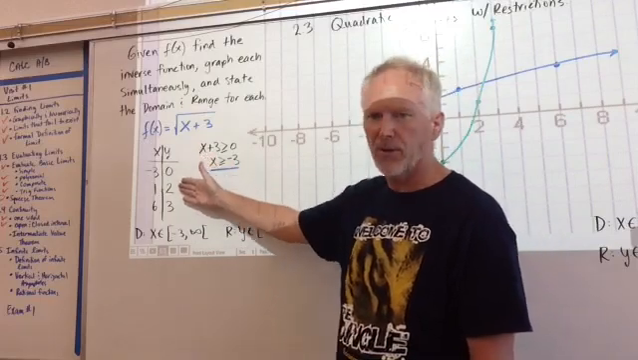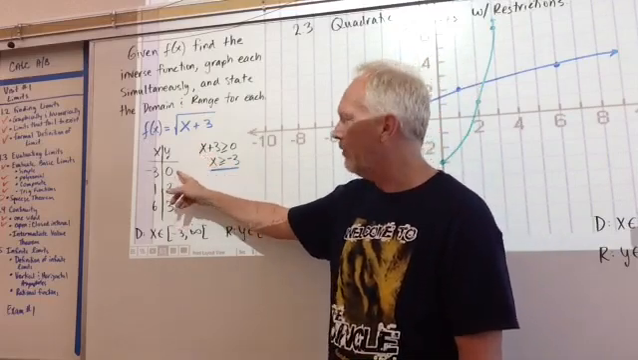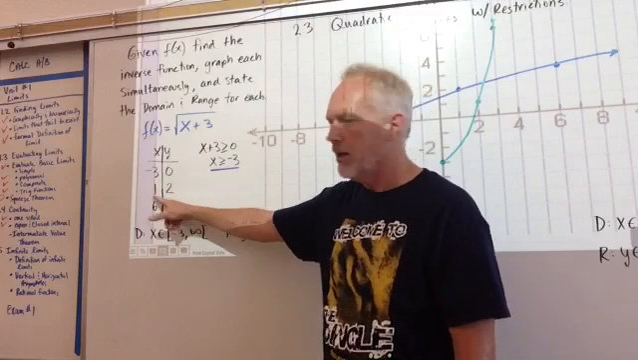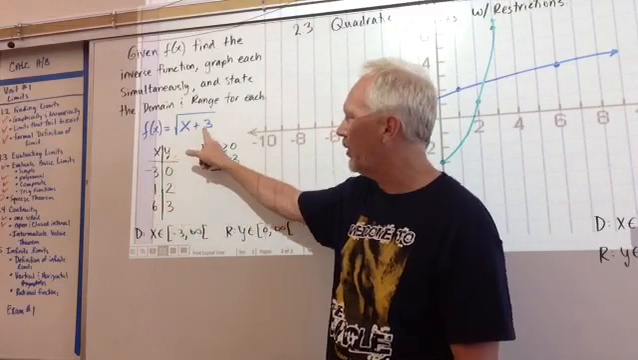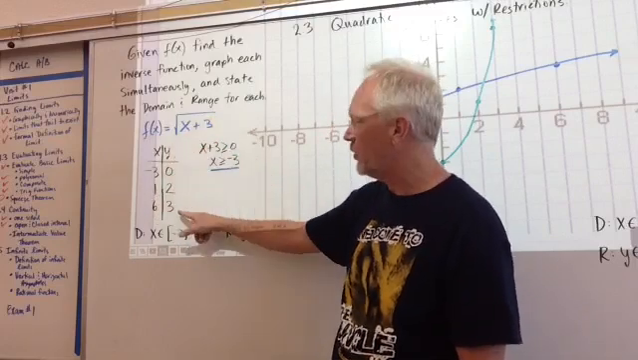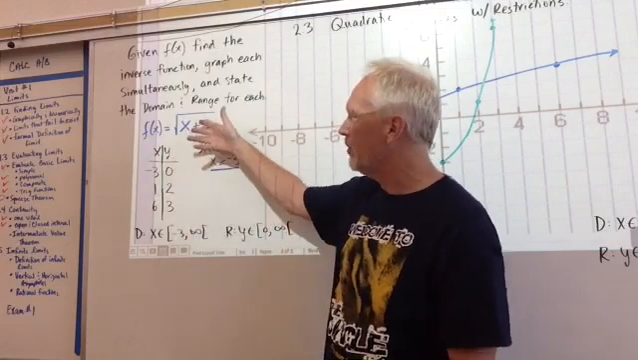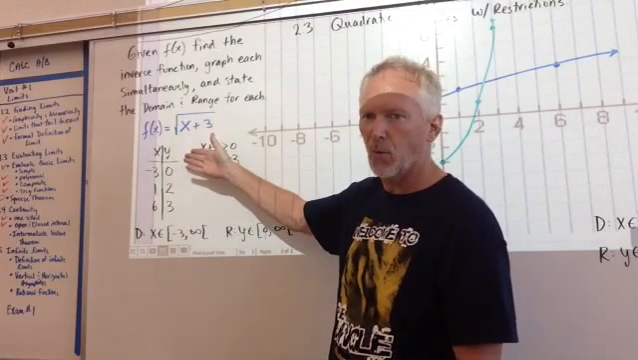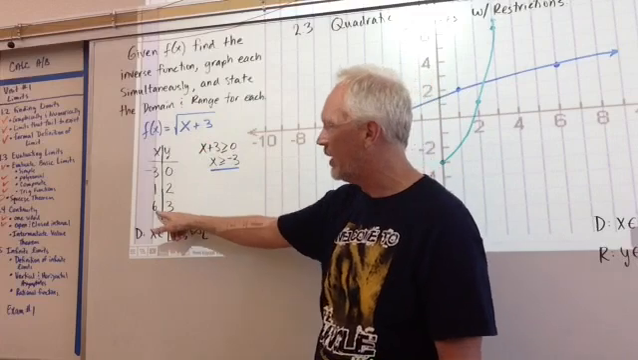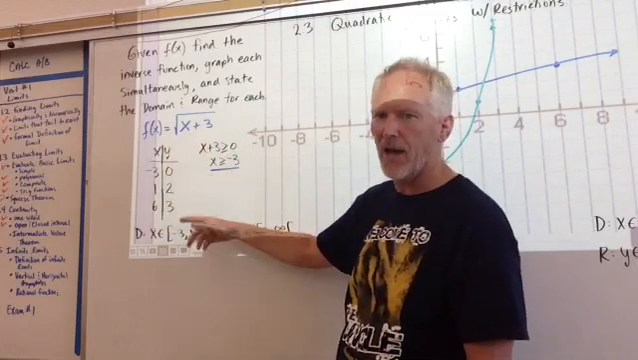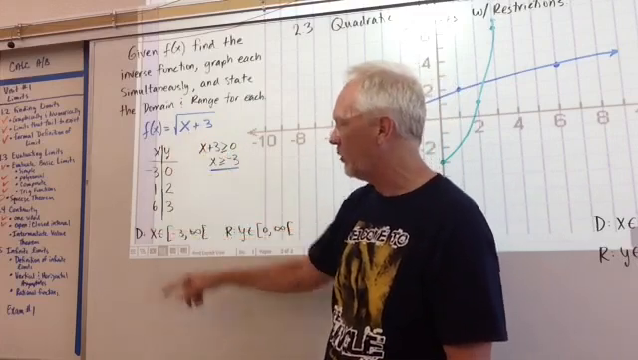So from there, we can build a simple xy chart. We have negative 3, 0. If I plug in a 1, 1 plus 3, square root of 4 is 2. And the next number that's a perfect square would be 6, plus 3 is 9. Square root of 9 is 3.